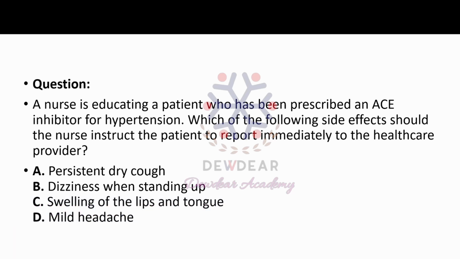I will read the question once more. A nurse is educating a patient who has been prescribed an ACE inhibitor for hypertension. Which of the following side effects should the nurse instruct the patient to report immediately to the healthcare provider? Options: persistent dry cough, dizziness when standing up, swelling of the lips and tongue, and mild headache.